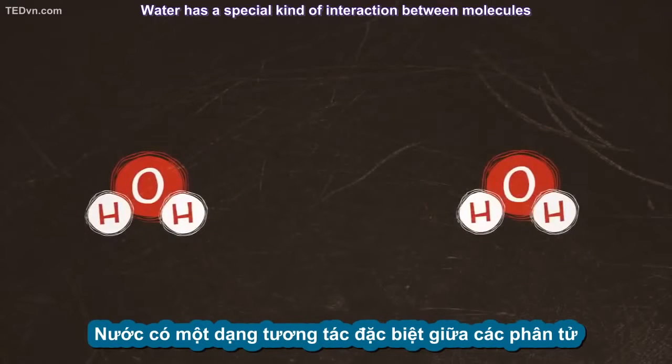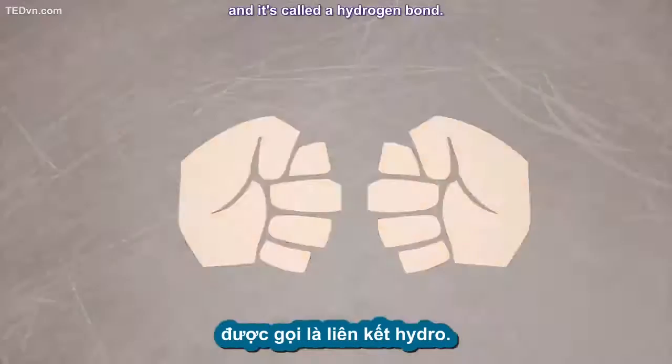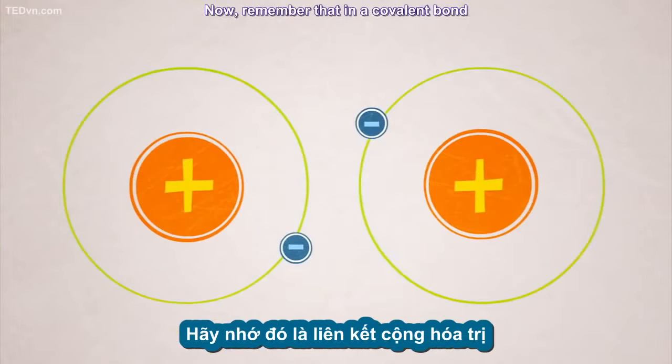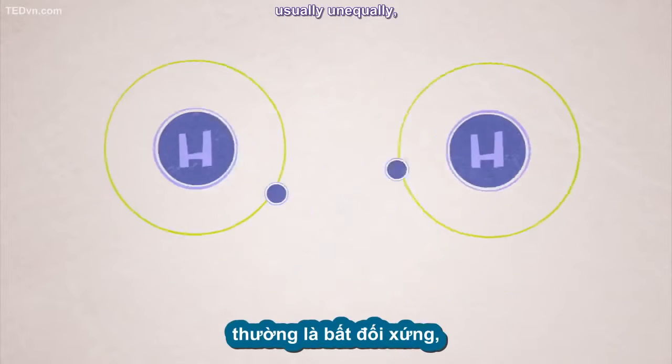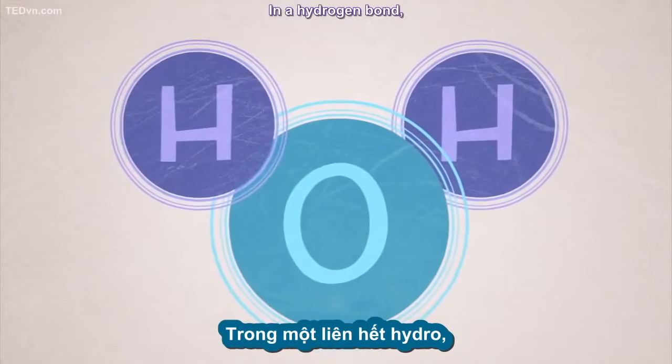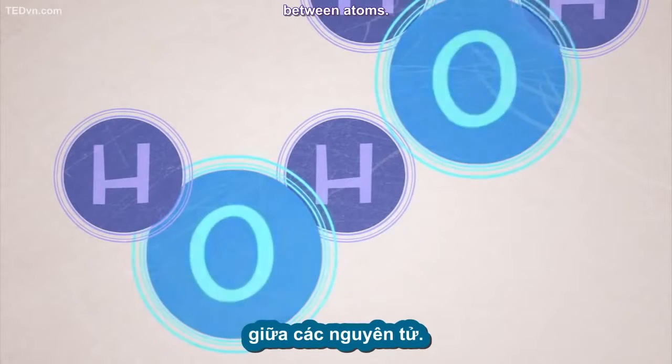Water has a special kind of interaction between molecules that most other substances don't have, and it's called a hydrogen bond. Now remember that in a covalent bond, 2 electrons are shared, usually unequally, between atoms. In a hydrogen bond, a hydrogen atom is shared, also unequally, between atoms.